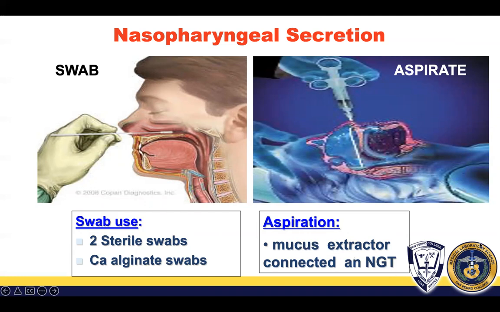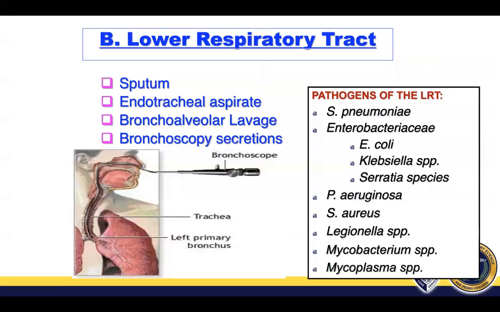However, the good thing is that we're not the ones to perform nasopharyngeal aspiration. Nowadays, the medtechs can perform swabbing. But aspiration would require the expertise of physicians, ENTs.